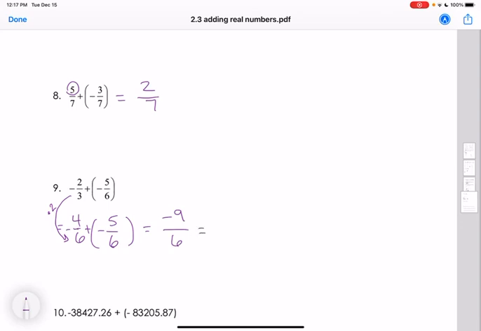We can reduce that 9 over 6 to 3 halves. And it's up to you if you want to keep the negative up top or if you like it better out front in your final answer, you can do that. It doesn't matter.